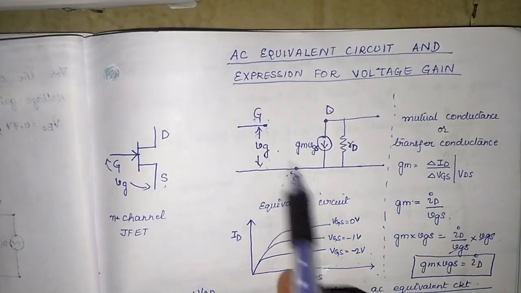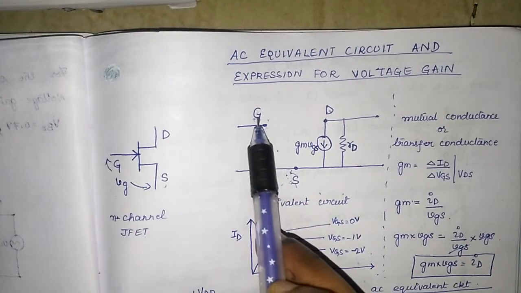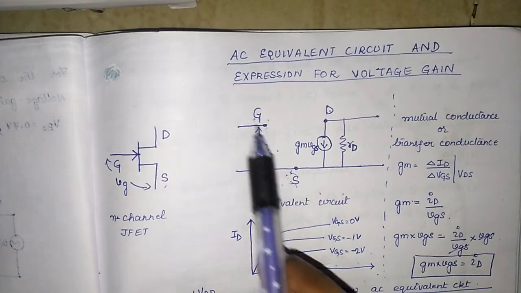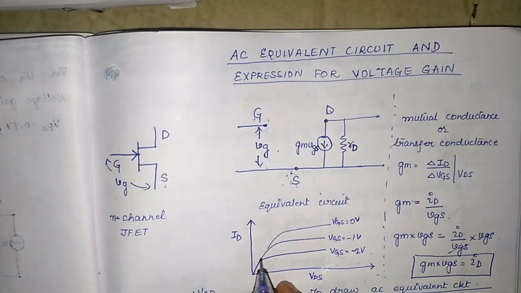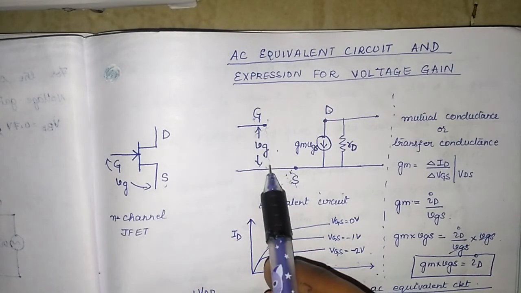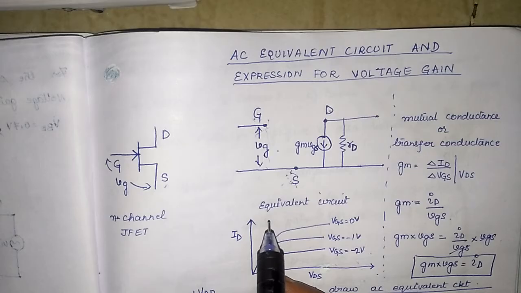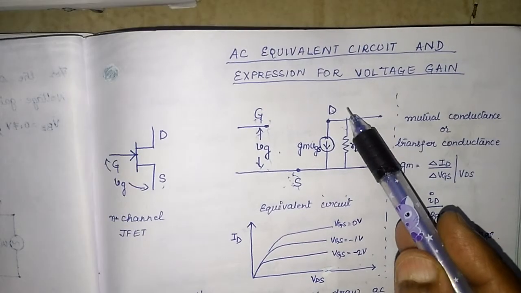See, between gate and source, what is there? There is an open circuit. So why is there an open circuit between the gate and source? We know that for the normal operation of a JFET, the gate and source junction is always reverse biased, and the current through the reverse bias is ideally equal to 0. That's why there is an open circuit, and if you remember, no current also flows through RG in the common source JFET amplifier.